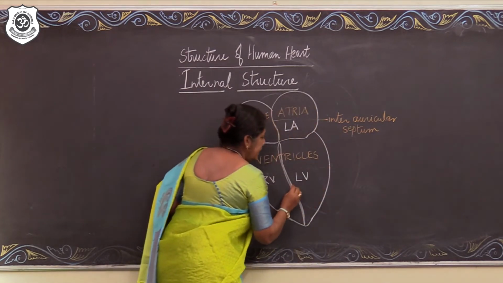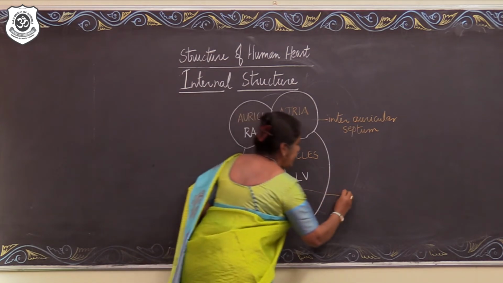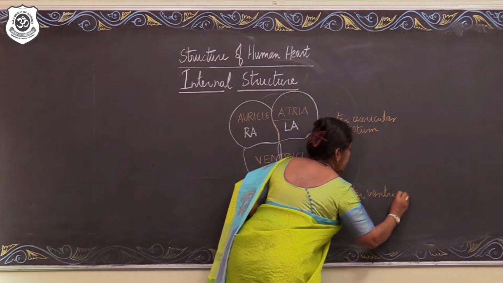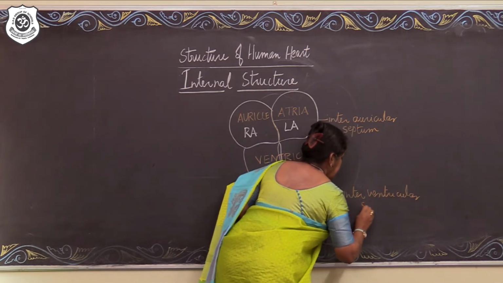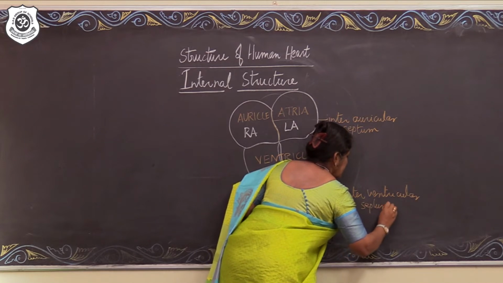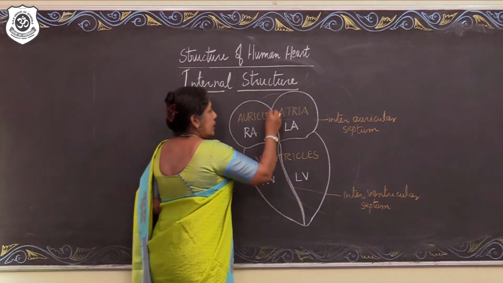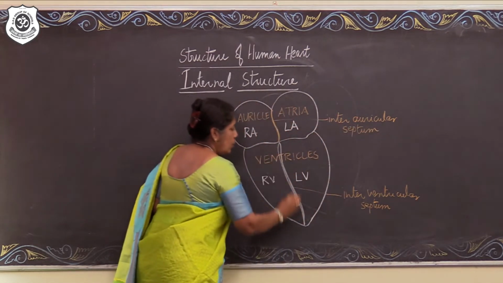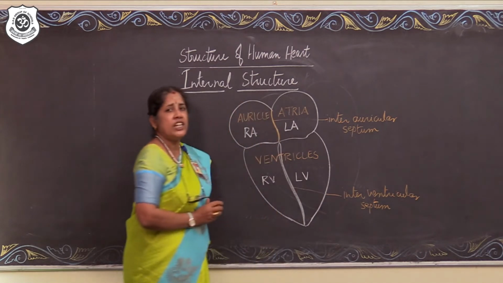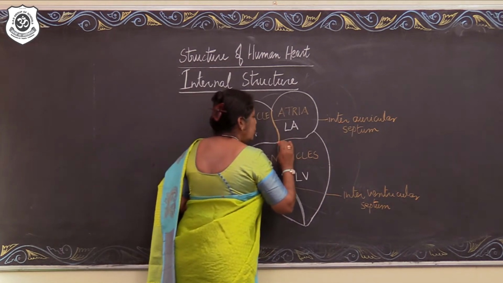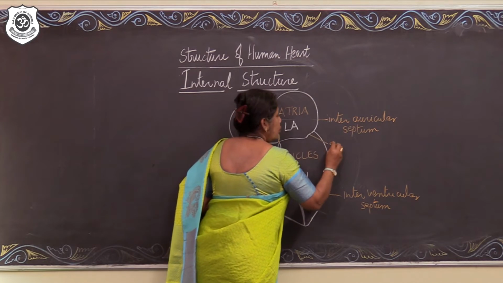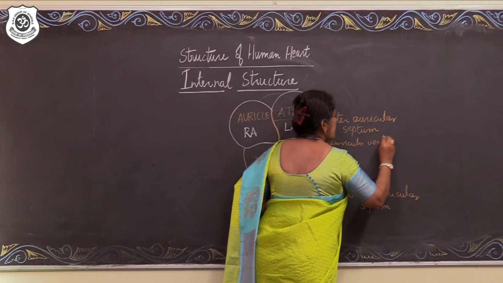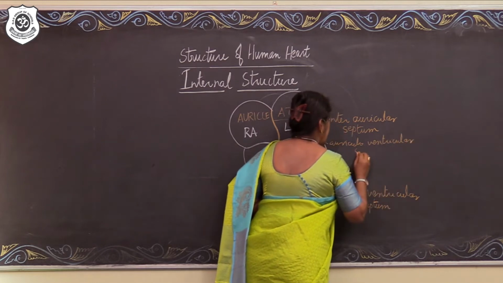And the ventricles in turn are separated by the interventricular septum. The auricles are separated by the interauricular septum. The ventricles are separated by the interventricular septum. And here too we have the auriculoventricular septum.